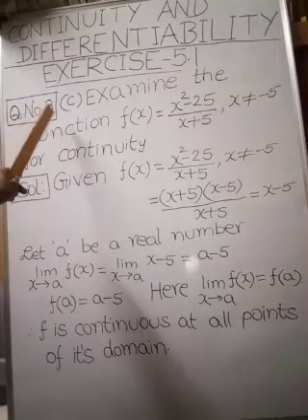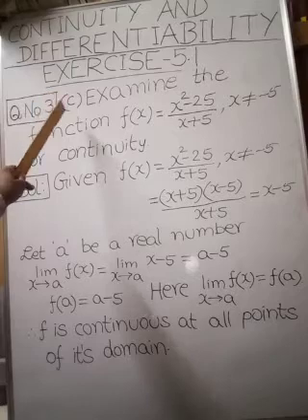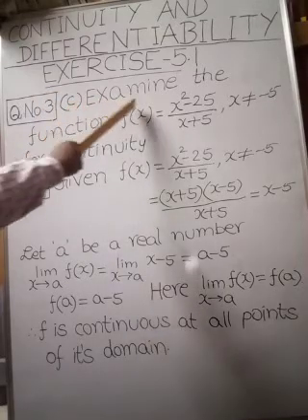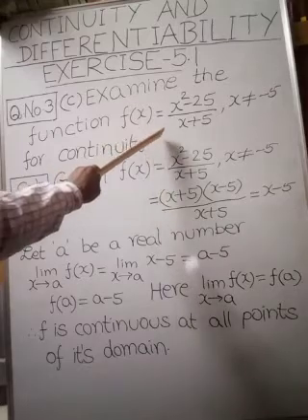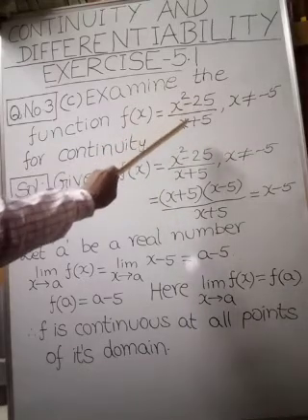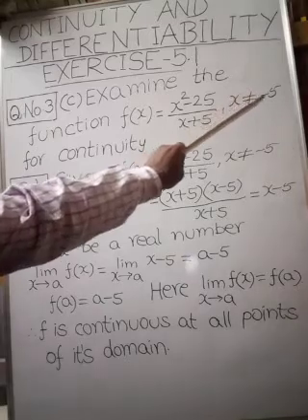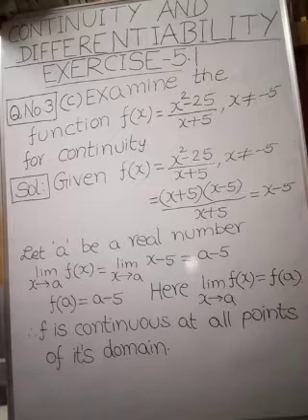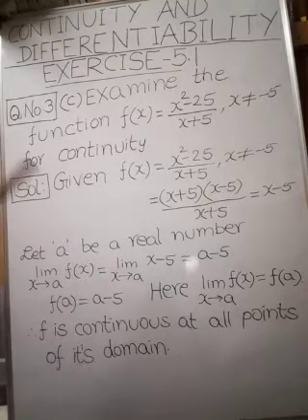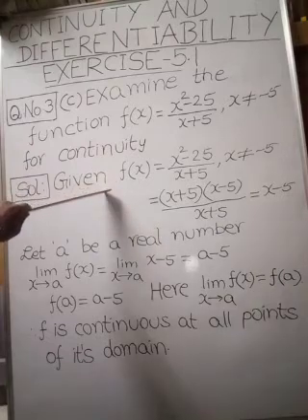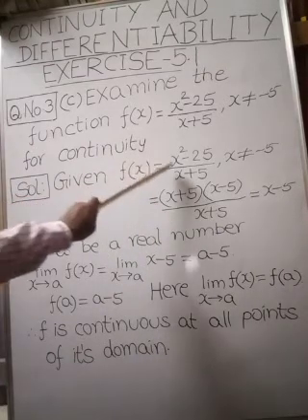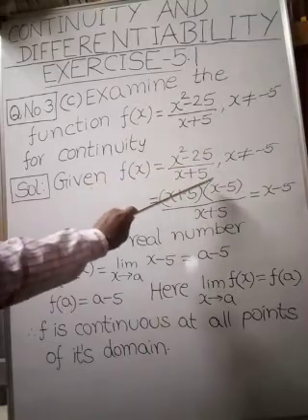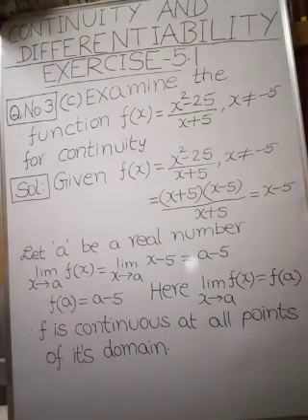Now come to the third part of question number 3. Examine the function f of x is equal to x square minus 25 by x plus 5, x is not equal to minus 5, for continuity. Here also a particular point is not given for verifying the continuity of the given function. So here, first let us take the given function f of x is equal to x square minus 25 by x plus 5, x is not equal to minus 5.